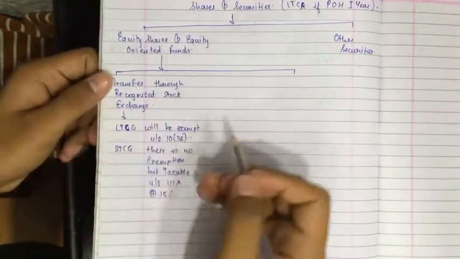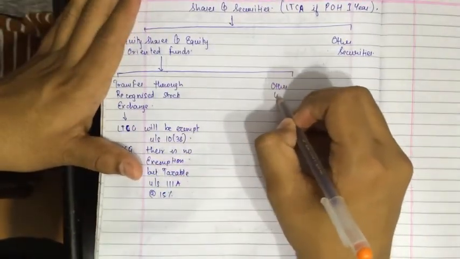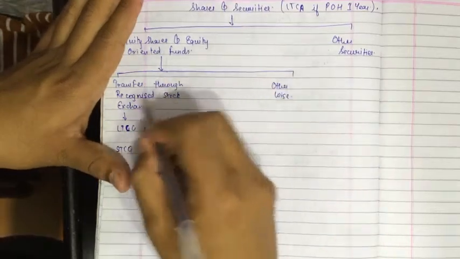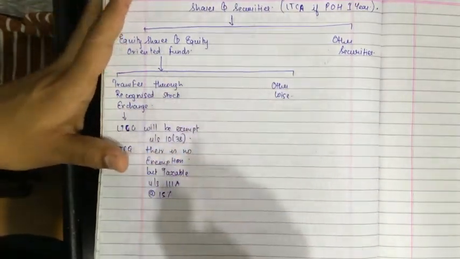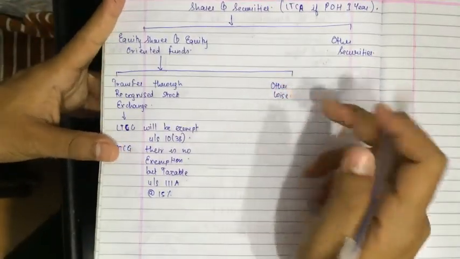Now let's see transfer through non-recognized stock exchange. I'm writing it here otherwise. You all please write: transfer through non-recognized stock exchange. It's a humble request to write that. My time is constrained, that's why I am writing otherwise.